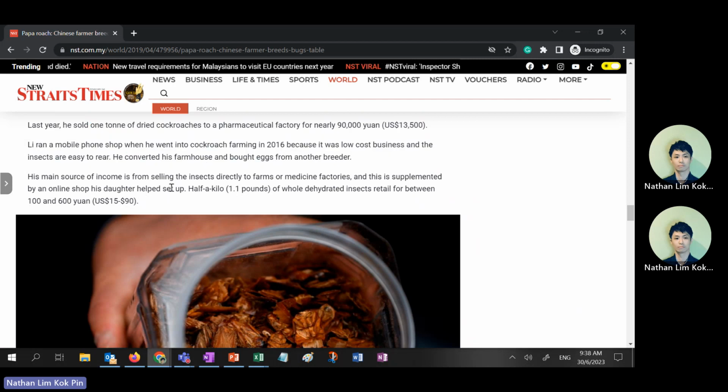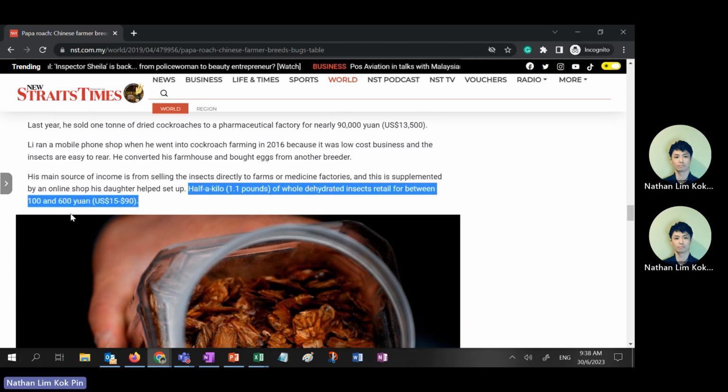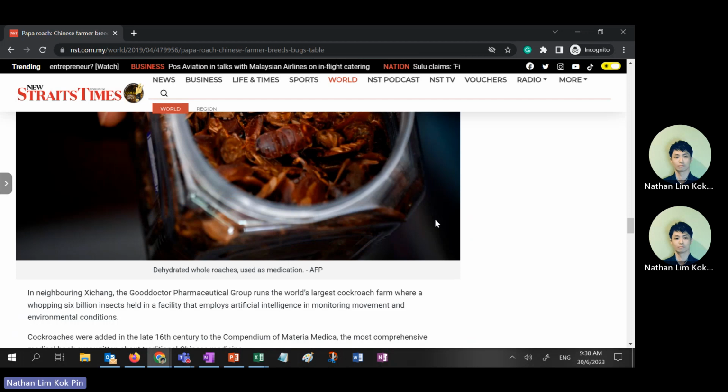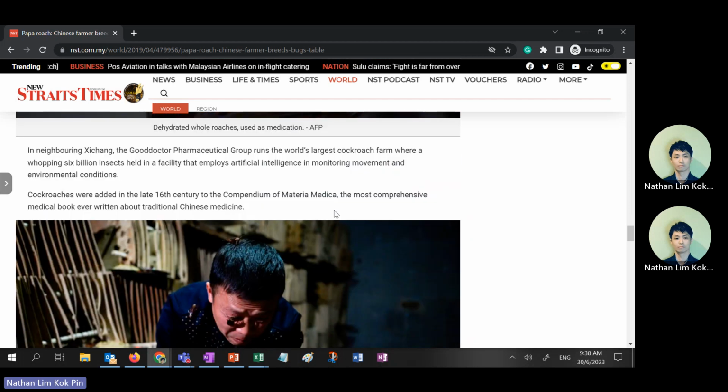Characteristics number 4. Never increase. Depends on whether you want to enter or not. If you enter, the price will go lower. Why? Because now they're earning super normal profit, so supply not enough, right? So I'll earn more. Half a kilo you can sell between 100 and 600 yuan, US dollar $15 to 90, depends on the price, right? This is price taker, right?